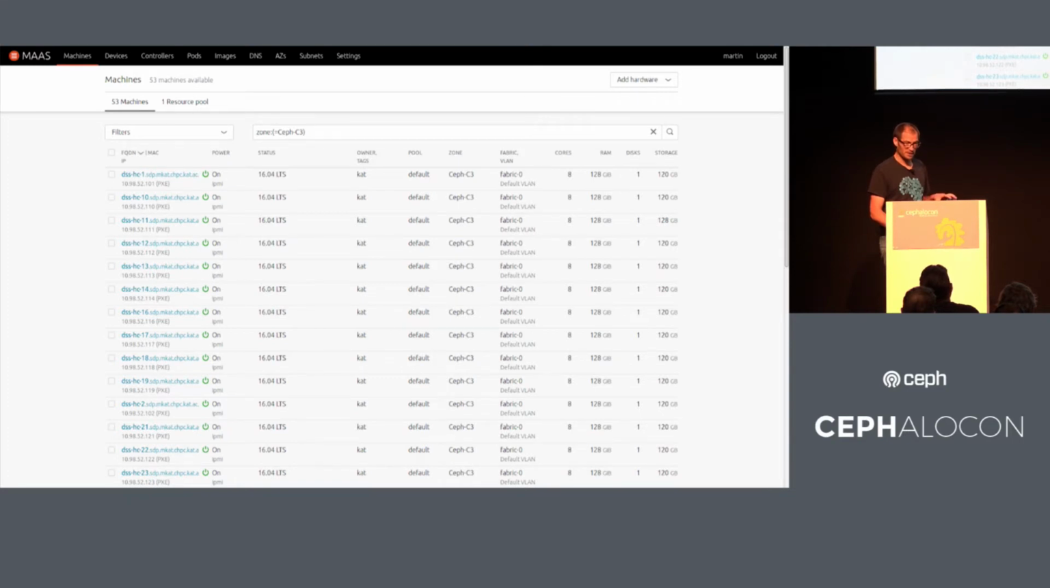So we use MAS basically just to get the OS on the box, and thereafter we use Ansible to do all of the other provisioning. Although MAS has capabilities to install software and launch certain processes, we don't use that.